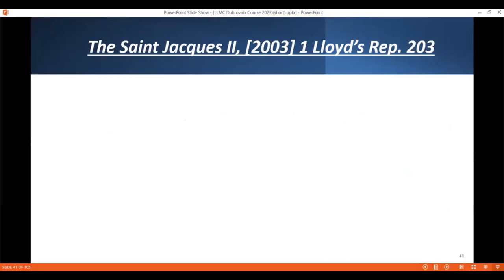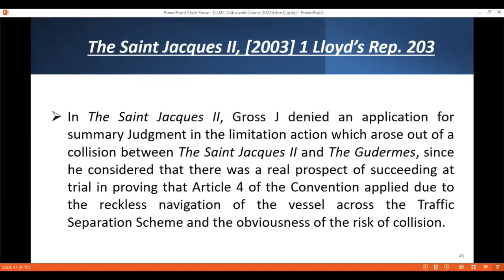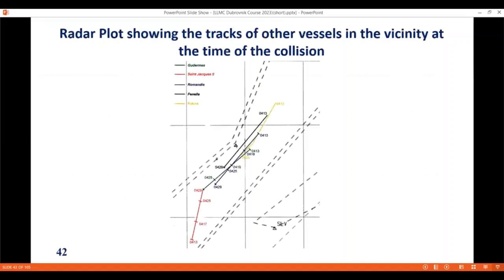But then in 2003, the case of the Saint-Jacques number 3 came before the English court. Grosjean denied an application for summary judgment in a limitation action because he thought that if it went to trial, there was a real prospect of succeeding in proving the conduct under Article 4, because of the obvious risk of collision.